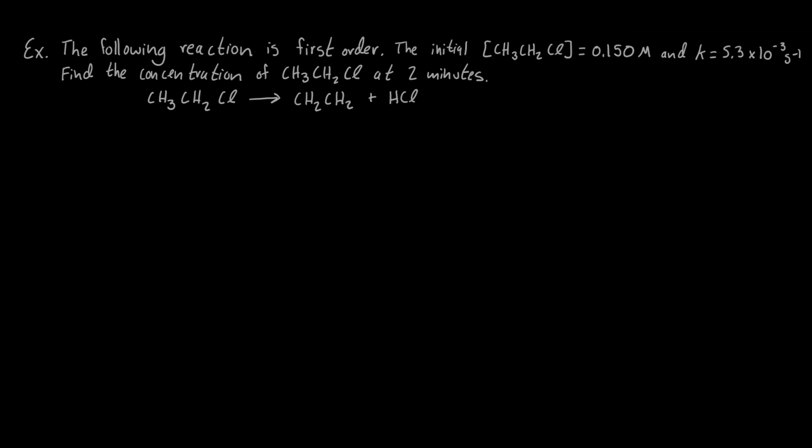Now let's do an example of the applications of our equations. So we're given that this reaction exhibits first order kinetics, and the initial concentration is 0.150 molar, and we're given a rate constant. So we know that it's first order, so the equation that we'll want to be using is the natural log of the concentration of our reactant at time t, and that's equal to negative kt plus the natural log of our initial concentration.